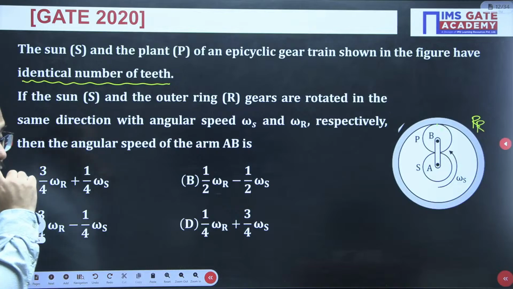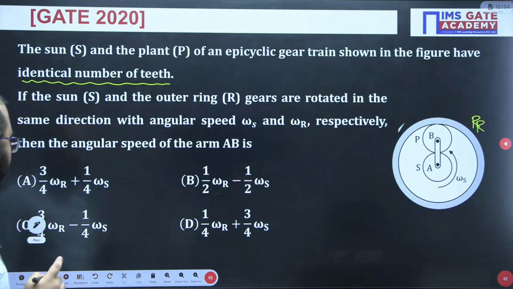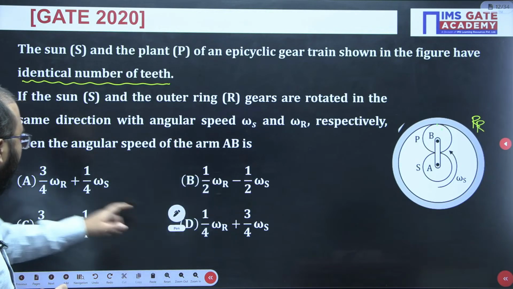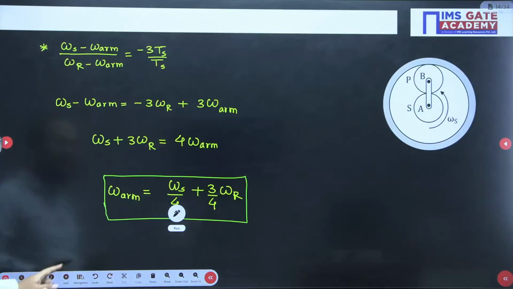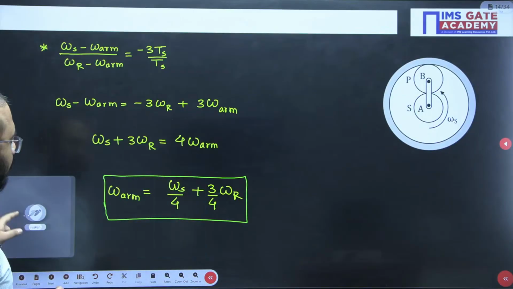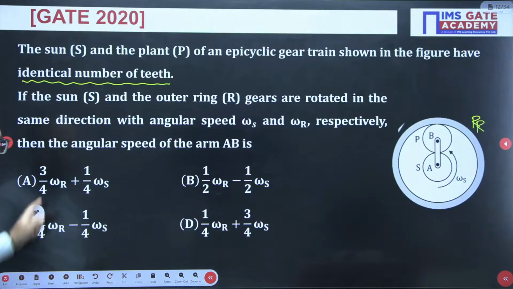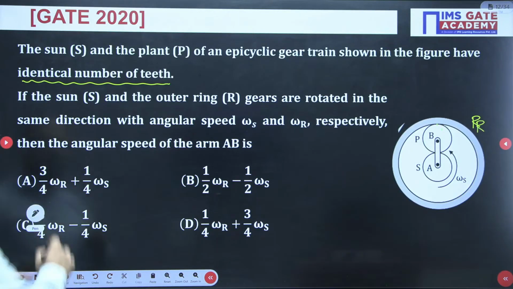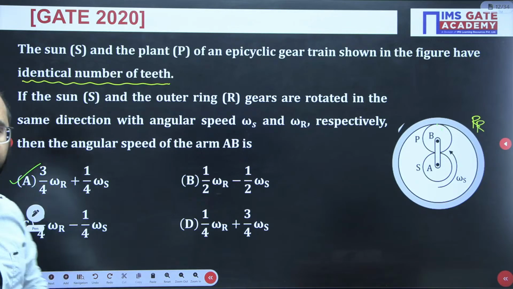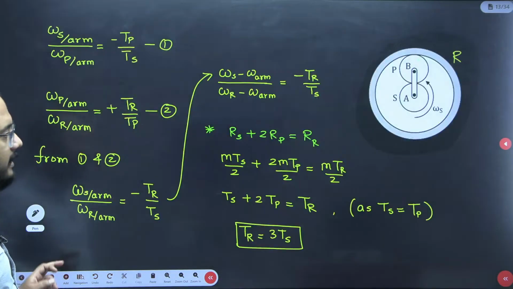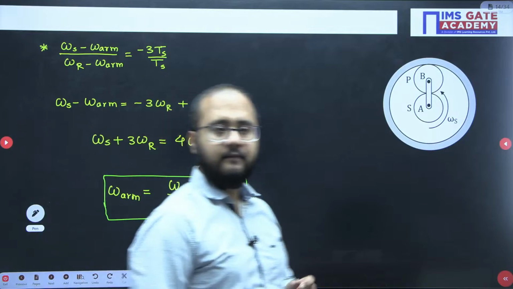So if you look at the options, guys, 1 by 4 omega s plus 3 by 4 omega r, 3 by 4 omega r and 1 by 4 omega s. So option A is correct. Okay, so option A is the correct answer here, right?